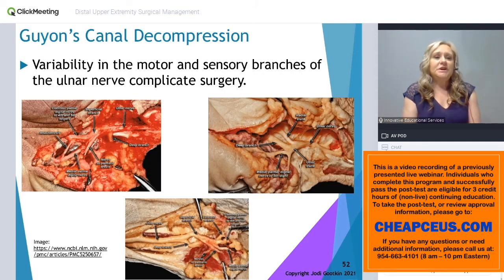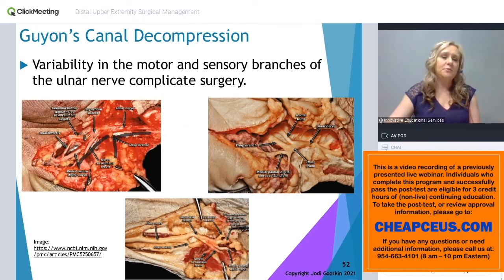Procedures to decompress the Guyon's canal, patients are going to present very differently in terms of their motor and sensory impairments. And what they found in this particular canal is that the anatomy is very varied. There's a motor and sensory branch that comes off of that ulnar nerve as it passes through. They did studies where they looked at 50 different cadaver sections, and they found so many different pathways. And I'll just highlight a few in black here.